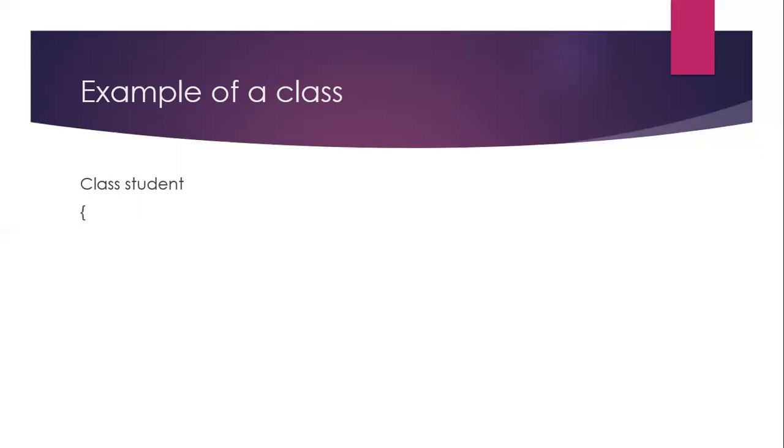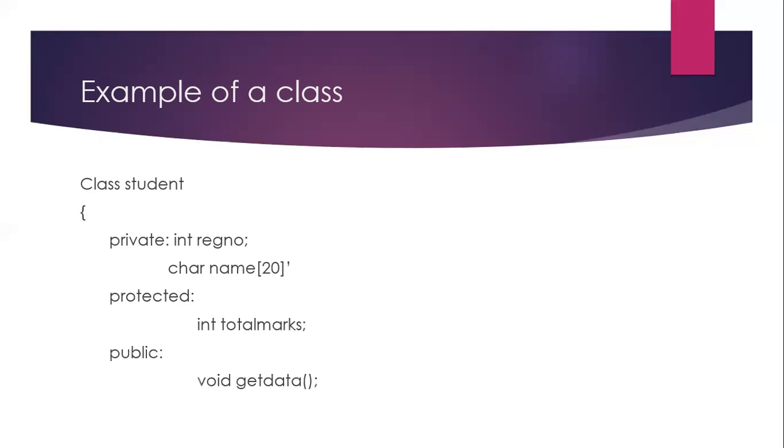We will be seeing a simple example of a class definition and defining an object. Class student. Within the class definition, you have three different access specifiers with data members and member functions.